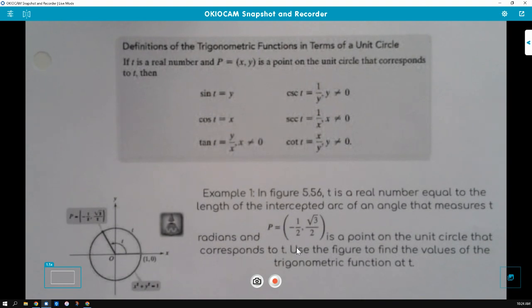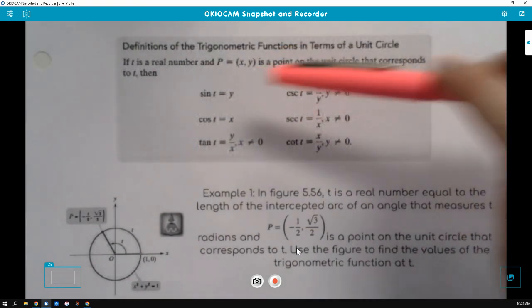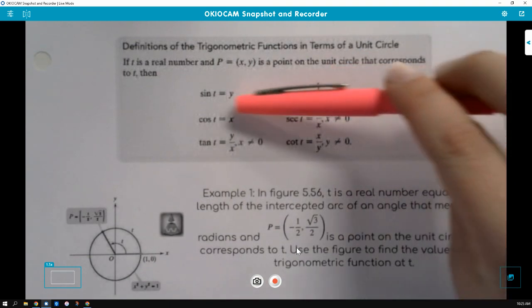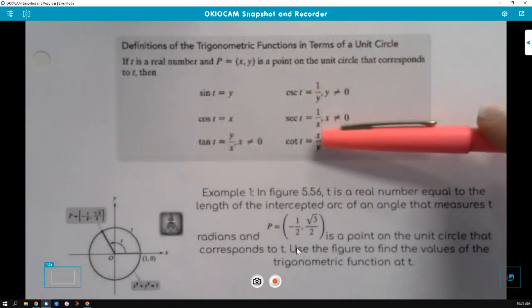Here are the formulas. Here's what you actually need to be able to apply. So on the next page, which was supposed to be the back, sine of t is always equal to y. Cosine of t is always equal to x. This has to be a unit circle with a radius of 1, though. Tangent is still y over x. And then our other three functions are still just flipping them. For cosecant, we'll flip sine. For secant, we'll flip cosine. For cotangent, we'll flip tangent.